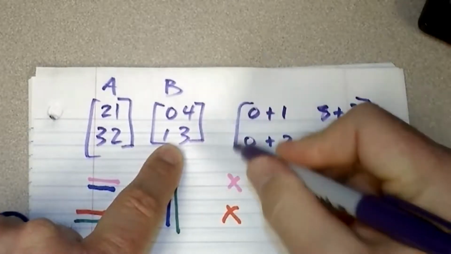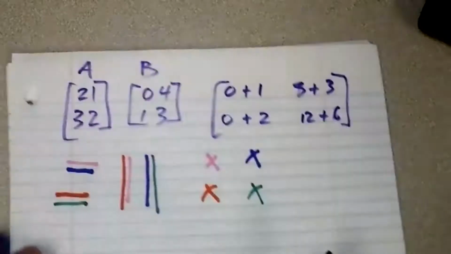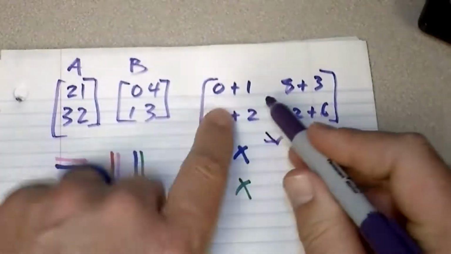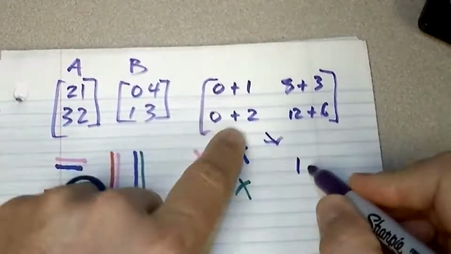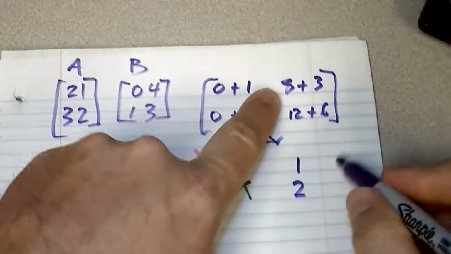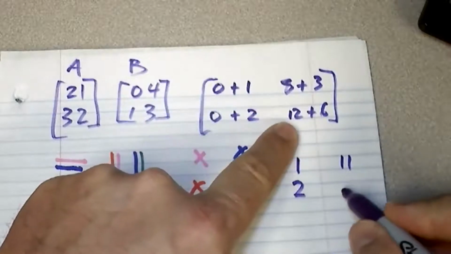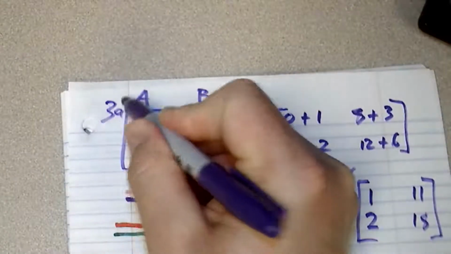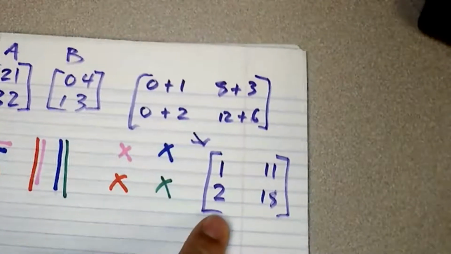And it's been a while, and I might have made math mistakes, but let's simplify this just a little bit. So 0 plus 1 is going to be 1. 0 plus 2 is going to be 2. 8 plus 3 is going to be 11. 12 plus 6 is going to be 18. And so this is problem 3A. Okay, so 3A, this is what I got.